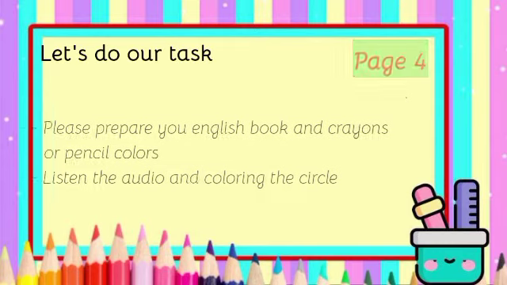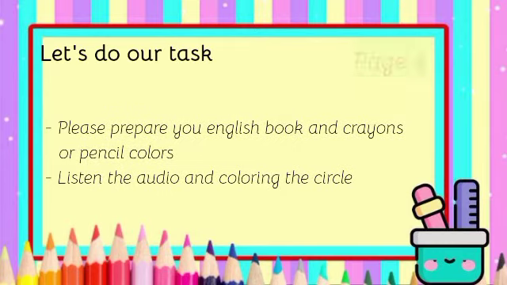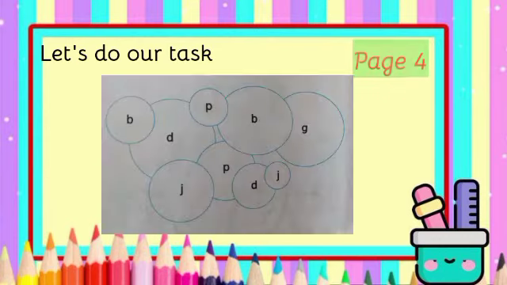Okay, let's do our text for today on page 4. Listen and color. Color circle B red. Color circle P blue. Color circle D yellow. Color circle J green. Color circle G orange.